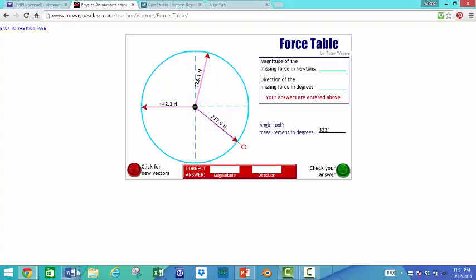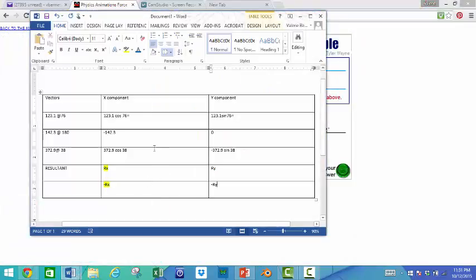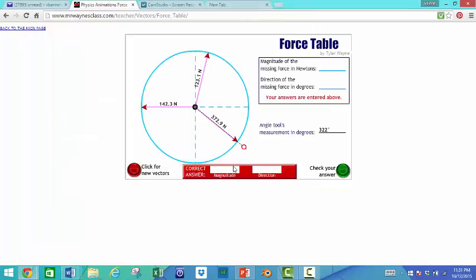But make sure you get the opposite after you add all of your components together, because we want to counteract those numbers. Then do the tan inverse of this one divided by this one. And that's what you enter into here, the magnitude and the direction. Then click check your answer. I know you're going to wait till after to do that.